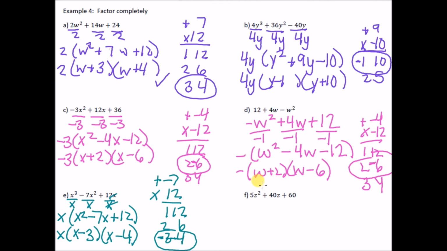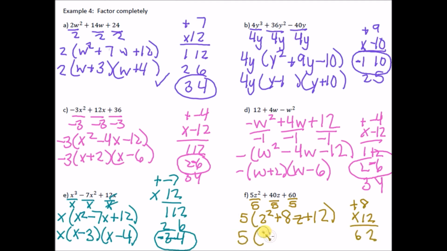Okay, last one. 5z squared plus 40z plus 60. So we're going to divide each one of these terms by 5, and we're left with z squared plus 8z plus 12. So what two numbers multiply to 12 and add to 8? It's 6 and 2. So our factors are 5. Oh, it's not an x, it's a z. Z plus 6, z plus 2.